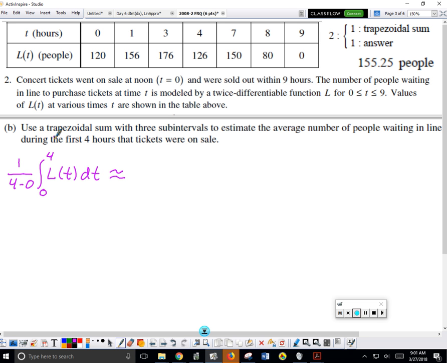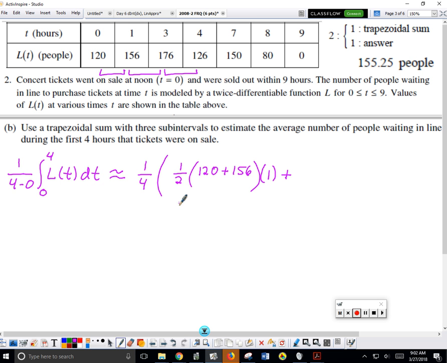So to do the Riemann sum, I'm like, okay, I got the 1/4. That's not part of the integral. Riemann sum means I do 1/2. So break it up. Trapezoidal sum, 3 subintervals. So I go from here to here, like so. So this would be 120 plus 156, close parenthesis. The dt for that subinterval is 1.